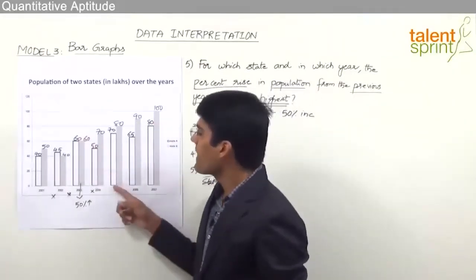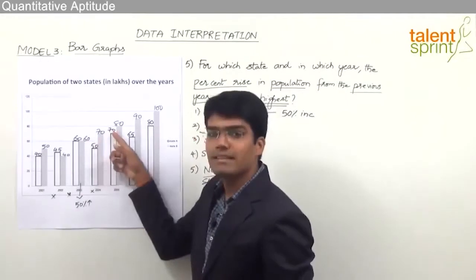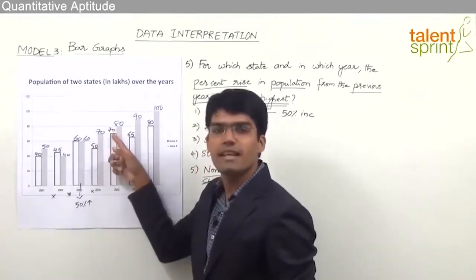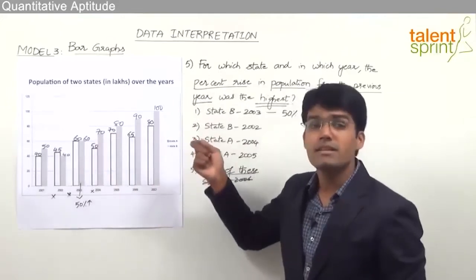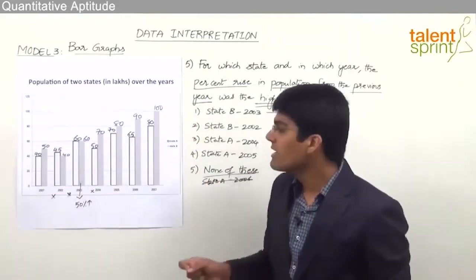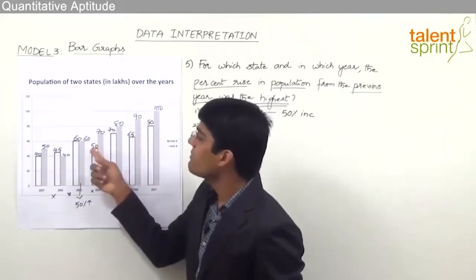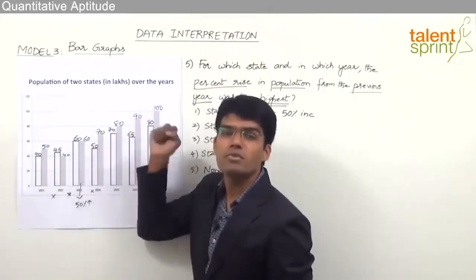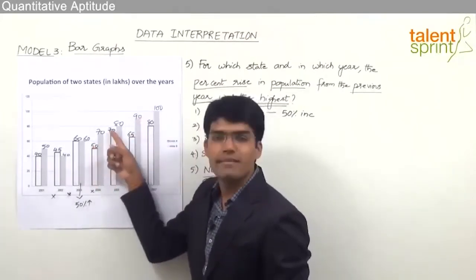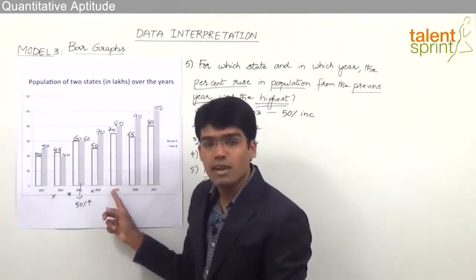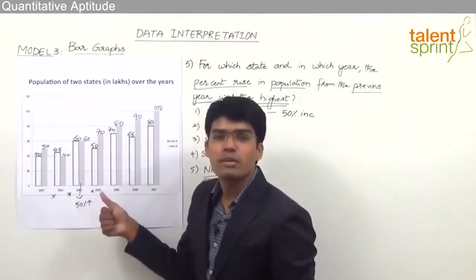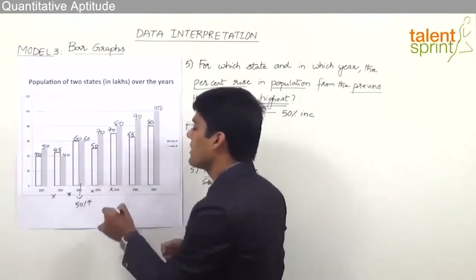Now if you look at 2005, 50 is becoming 70. In 2005, the population of state A is 70. Previous year it was 50. So from 50 it has become 70. It is not a 50% rise. Why? Because a 50% rise means 50 should become 75. Half of its value should increase. So 50 is becoming 70 but not 75. So even state A in 2005 cannot be 50% or more than 50%. So even this is ruled out.